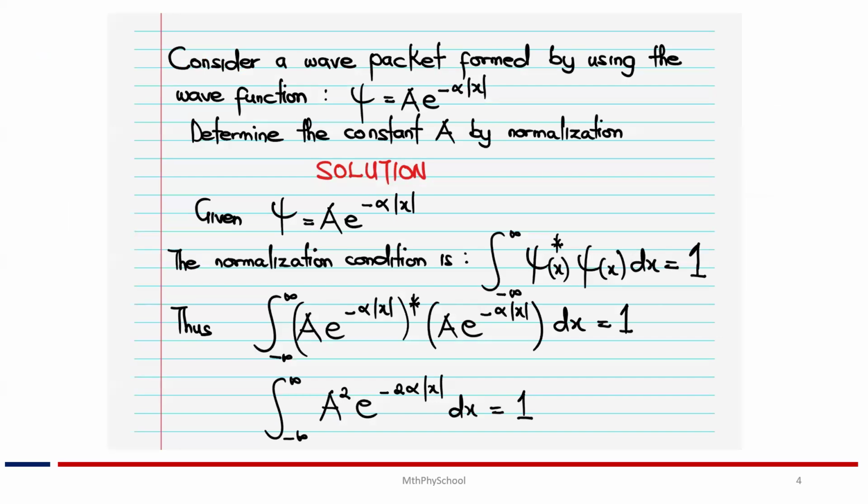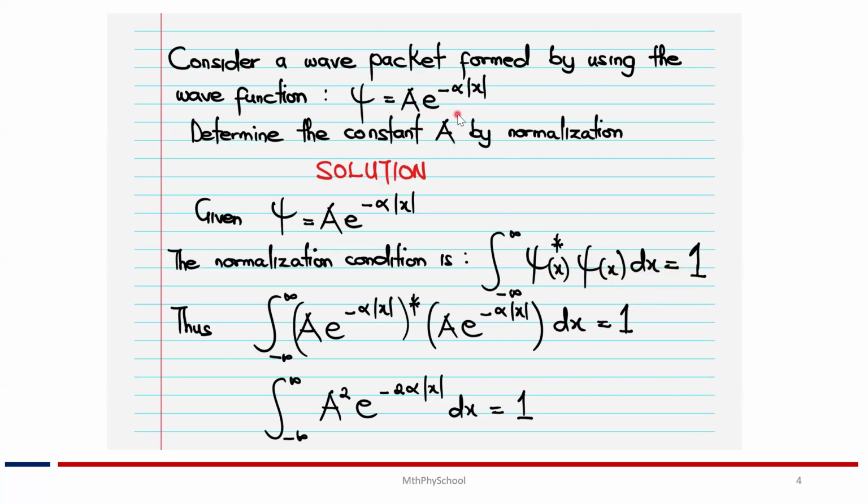Now let's consider some examples. You have the wave function psi equals A e to the power of minus alpha |x|, and we want to normalize it and get A by normalization. Now we already have an expression of the wave function, so what we need to do is consider the normalization condition, that is, the integral from -infinity to infinity of the square of the wave function with respect to x is equal to 1.